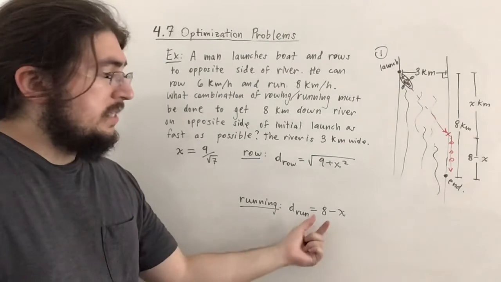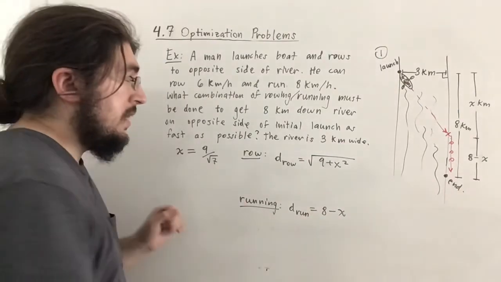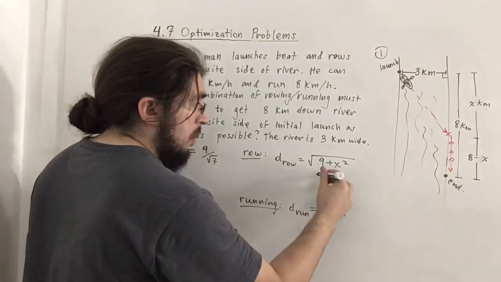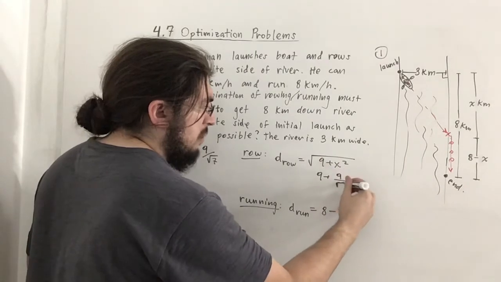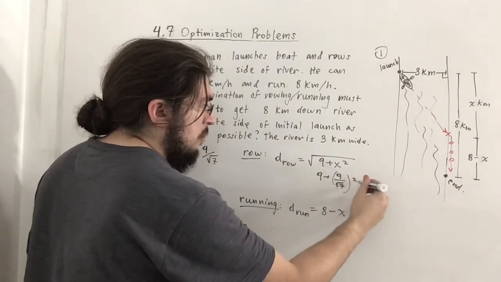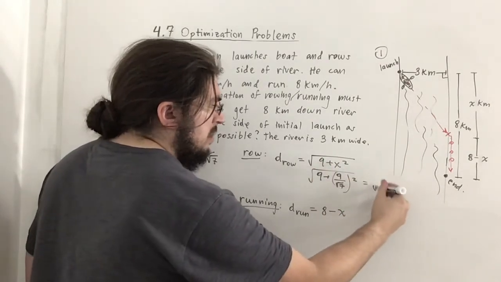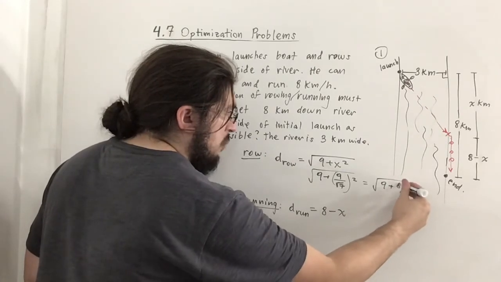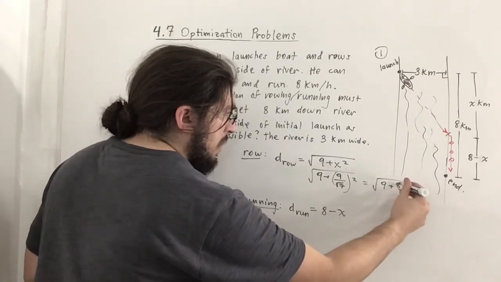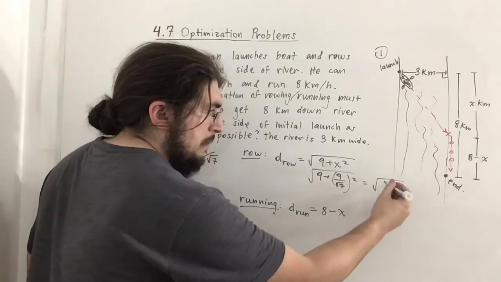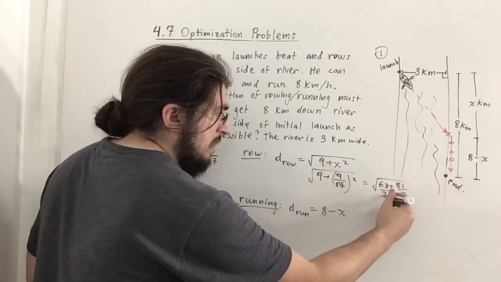And we're running this distance, a minus x. So now plugging things in, notice that when you square 9 over radical 7, you get 81 over 7. So this is radical 9 plus 81 over 7. If you write 9 as 9 over 1 and multiply top and bottom by 7, you get 63 over 7.